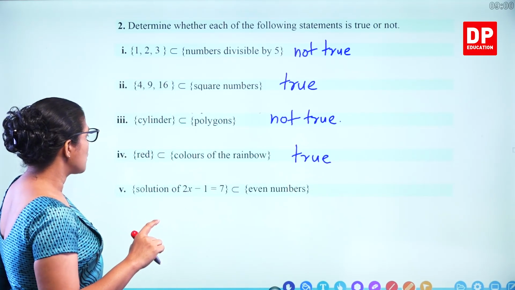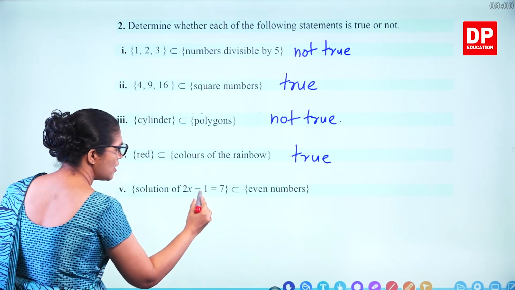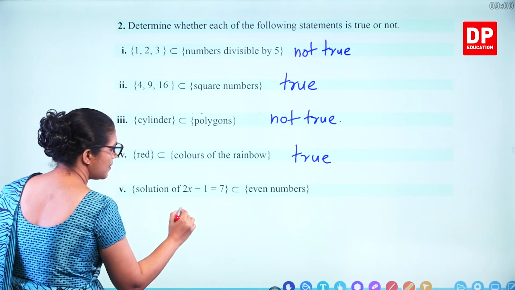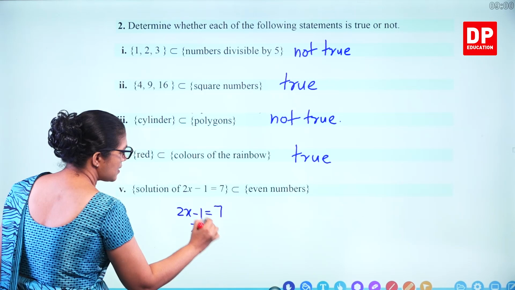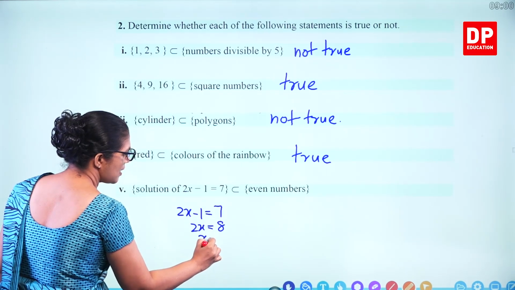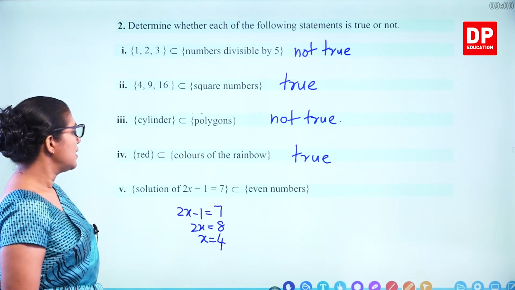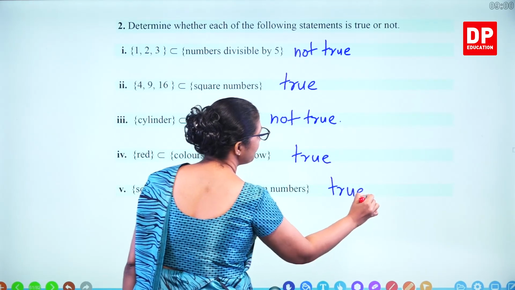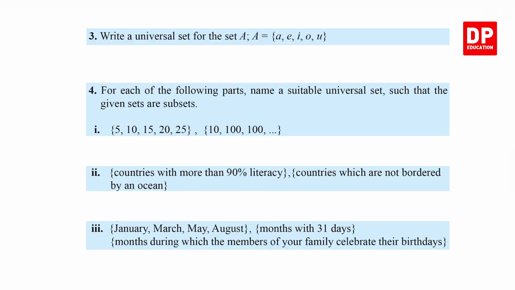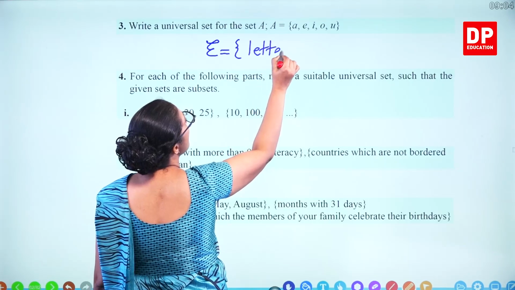Solution of 2x minus 1 equals 7 is an even number. So just find out the solution. When you take minus 1 to this side, you get 2x equals 8, x equals 4. Even numbers. So you get even numbers. Yes, x equals 4. That's true. Write a universal set for the set {a, e, i, o, u}. Can take as letters in the English alphabet.